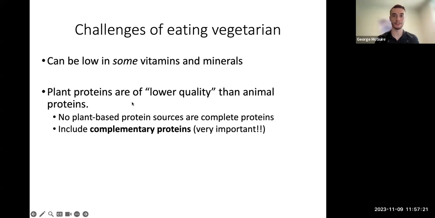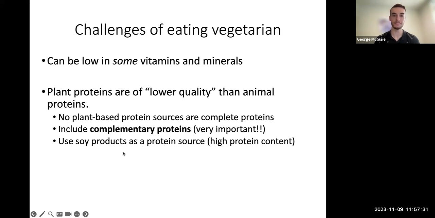So if you do eat a vegetarian or vegan diet, make sure you are including complementary proteins so that you are achieving mutual supplementation. You are getting all 9 essential amino acids. And soy is great because it contains, I think, at least 7, but maybe even 8 of those essential amino acids, and is really, really high in protein content.